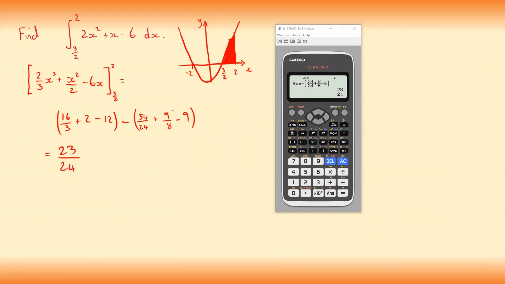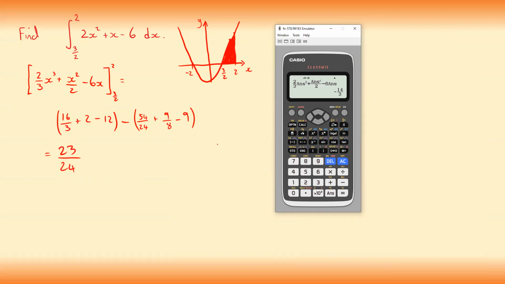Just a quick trick on using a calculator manually here. If you put in your top limit, so 2, press equals, and then program this into your calculator: 2/3 ans cubed, make sure that goes on top, plus ans squared over 2 minus 6 ans. So what I've done there is that instead of x, I've just put ans in. I've already got 2 in there.